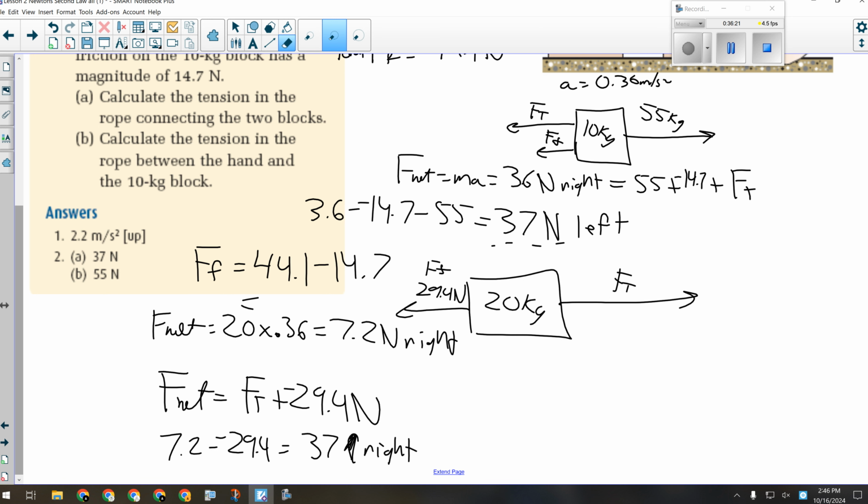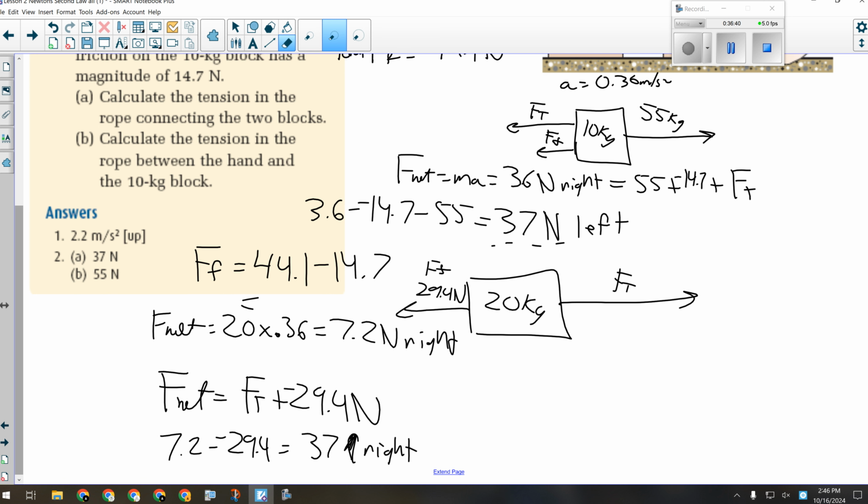And still get the same number. Doesn't matter which box I use, that rope is pulling on them in the same way. Not the same way in terms of direction, but in the same way. It is pulling with 37 newtons worth of force. Everybody okay with that?